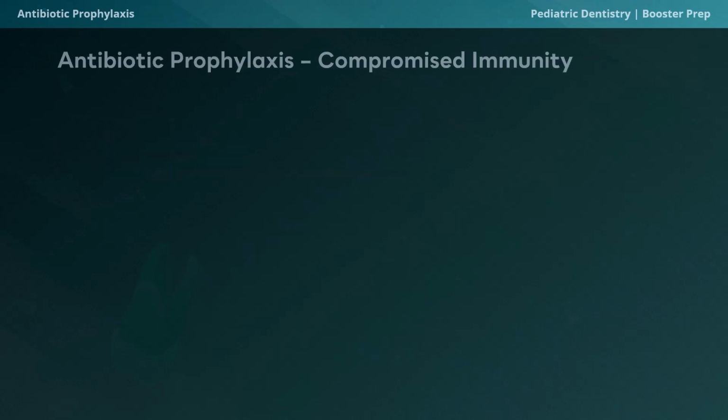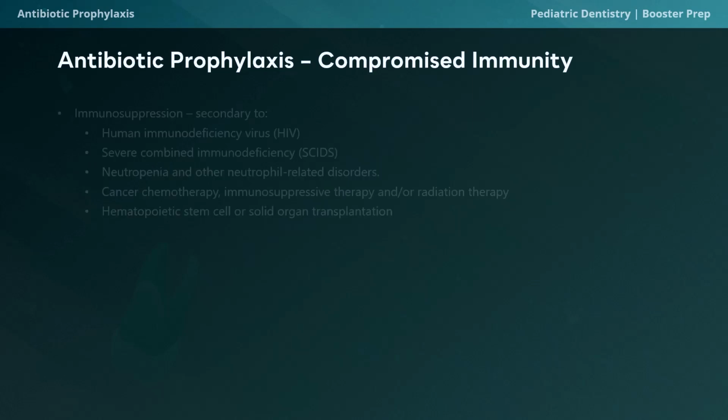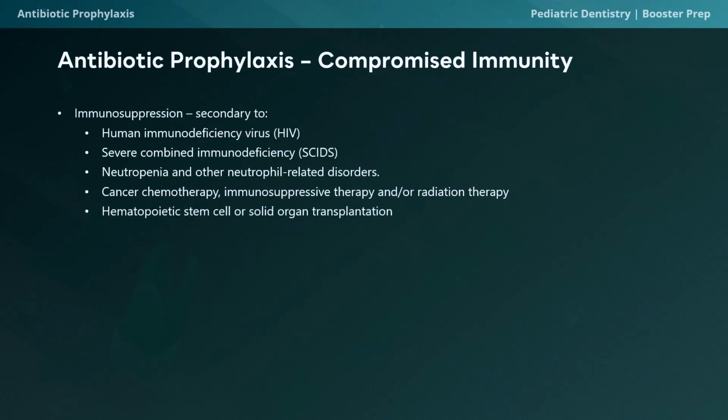Non-cardiac patients with a compromised immune system may still be at risk for complications of bacteremia and distant site infections from a dental procedure. So, prophylaxis should still be considered and limited to those at high risk for adverse outcomes from a distant site infection. Who are these patients with compromised immunity? Immunosuppression could be secondary to different conditions such as HIV, SCIDS, or severe combined immunodeficiency syndrome, or neutropenia. Patients on chemotherapy or radiation therapy are also at high risk of developing infections. And finally, hematopoietic stem cell or solid organ transplantation patients should be considered for antibiotic prophylaxis after speaking with their physicians.